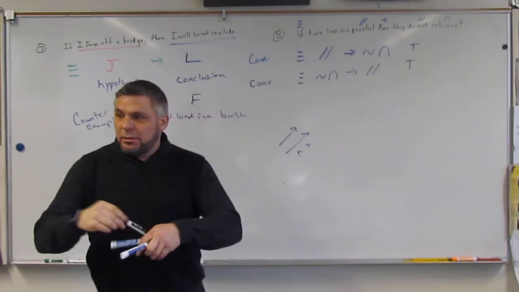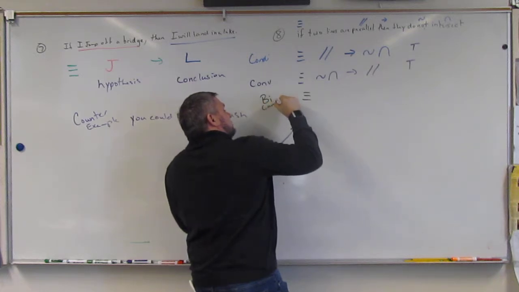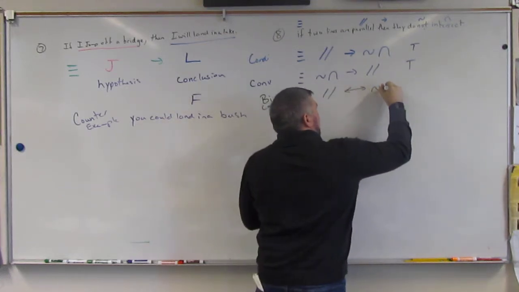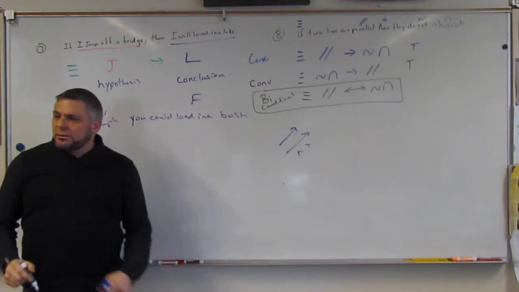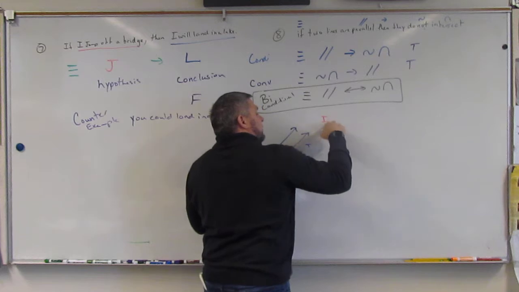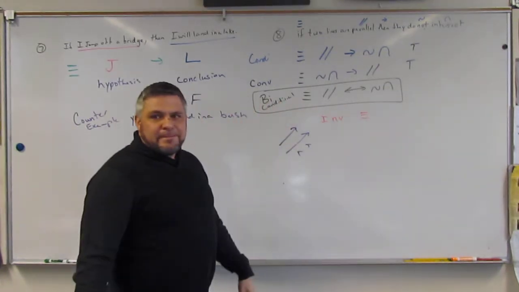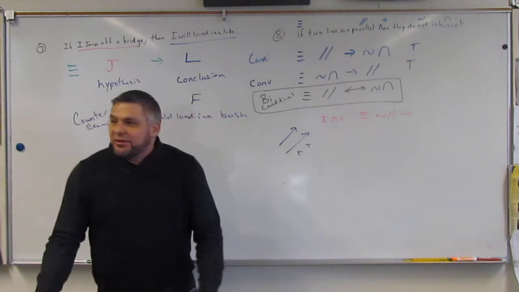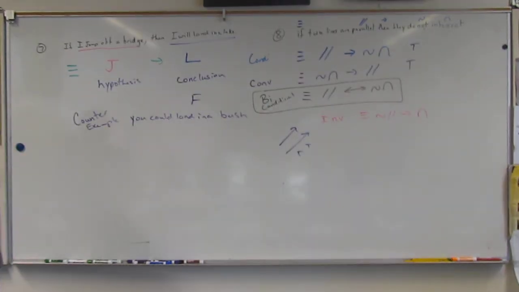What does that mean? It's biconditional. Which means you can write parallel, biconditional, not intersect. They are biconditional, and it works both ways. Now, extra credit says, I want the inverse. How do I write the inverse? If not parallel, then not intersect. Two nots cancel each other out, so then they intersect. So if they're not parallel, that means they intersect.